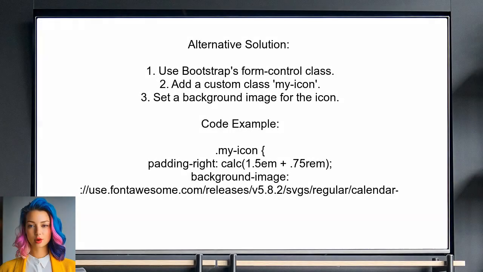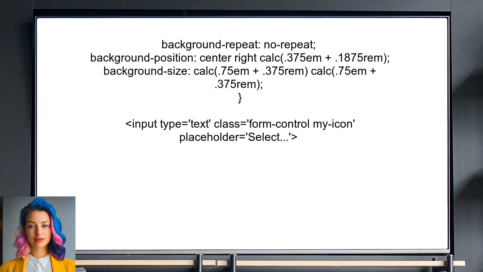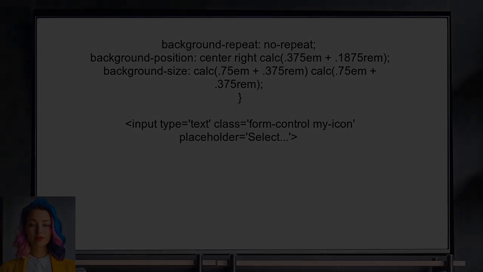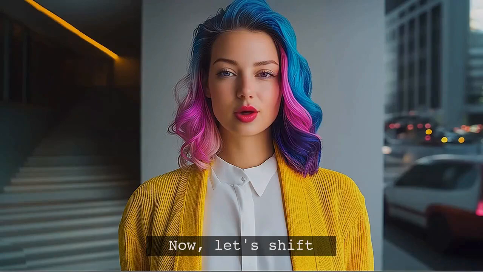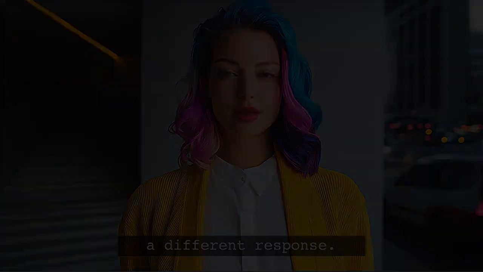An alternative solution provided by another user involves using Bootstrap 4's form control with a custom class. They suggest adding a class called MyIcon to the input field, which includes a background image for the icon. This way, the icon appears inside the input field, positioned correctly on the right side. Now let's shift our focus to a different response.